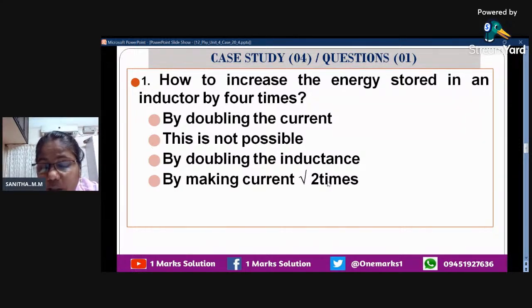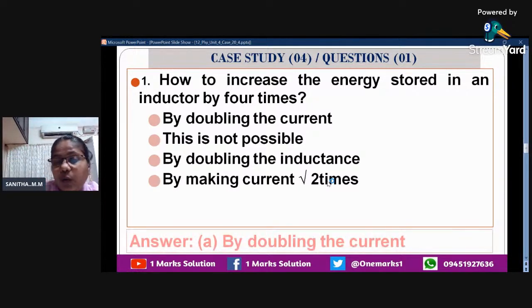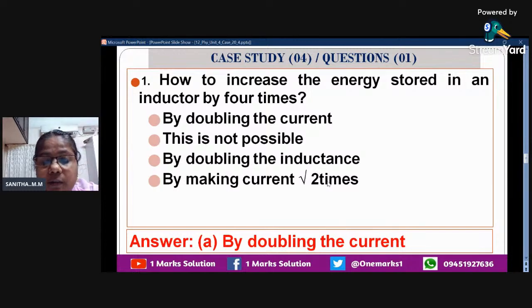The form of energy stored in the inductor, you should know that, is magnetic potential energy. So how will you increase it? The equation is half L I squared. If we have to increase it 4 times, and you increase the current by 2 times, doubling the current, what will happen? It becomes (2I) squared, so it is increased 4 times. So which is the option? The first option, by doubling the current.